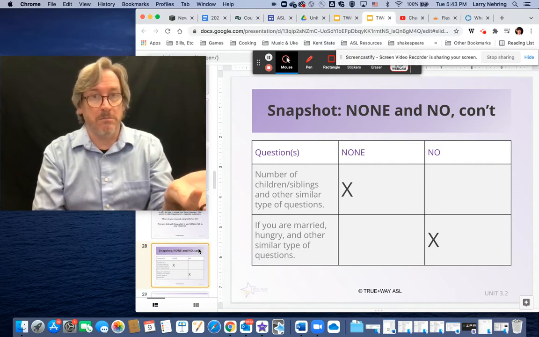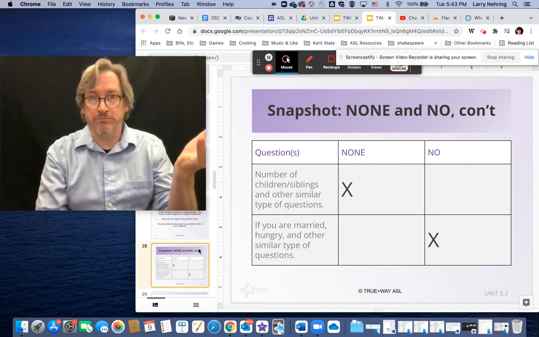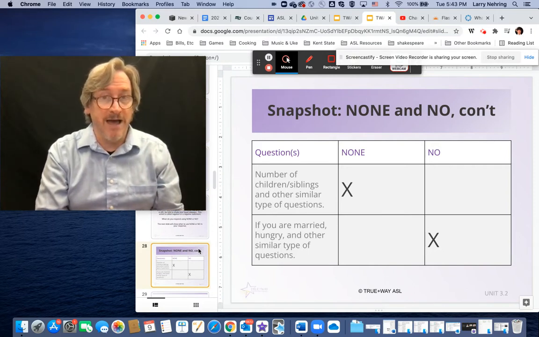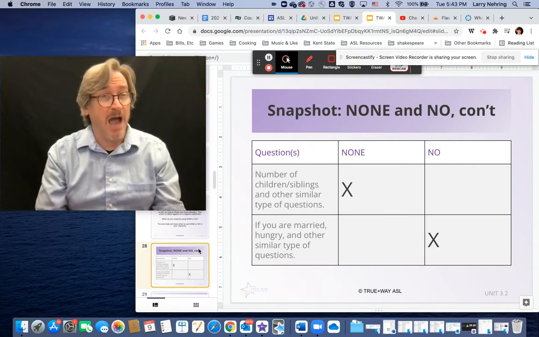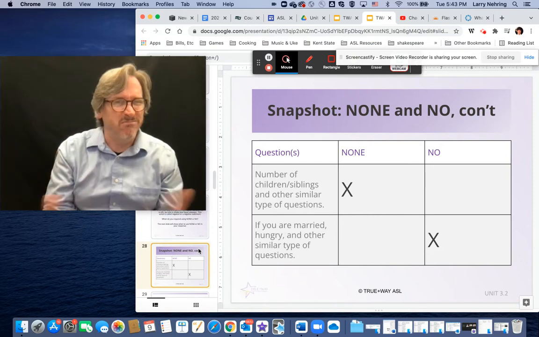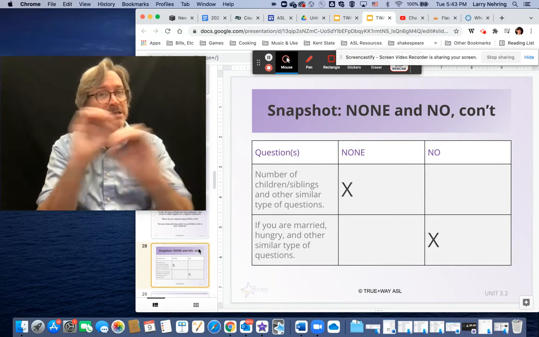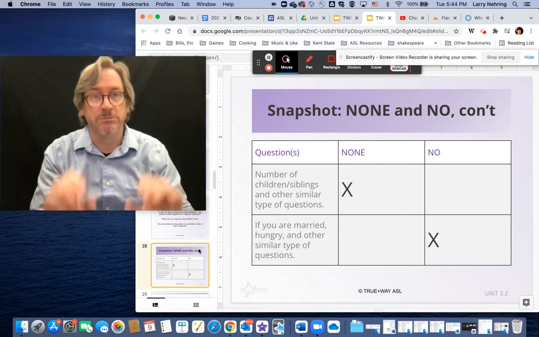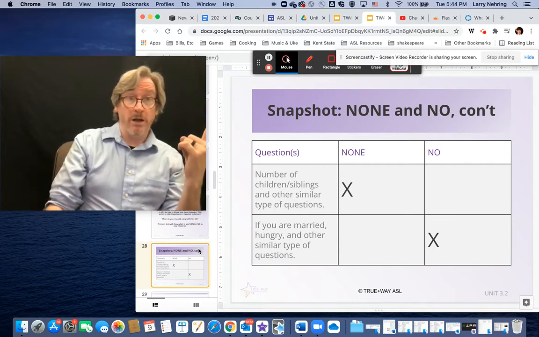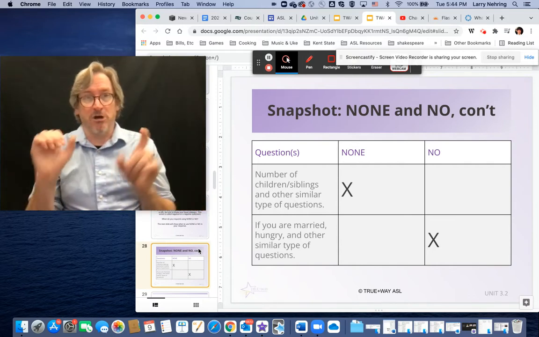How many brothers do you have? None. You wouldn't say, how many brothers do you have? No. That's not right. None. You're giving a count. There are 0. You could have 1 brother, 0 sisters.